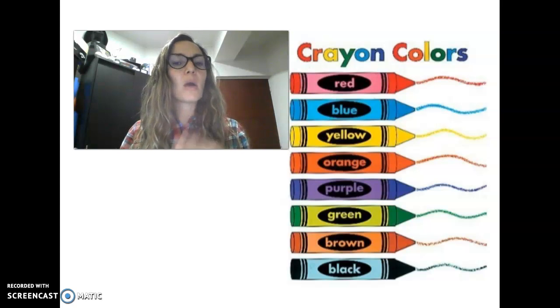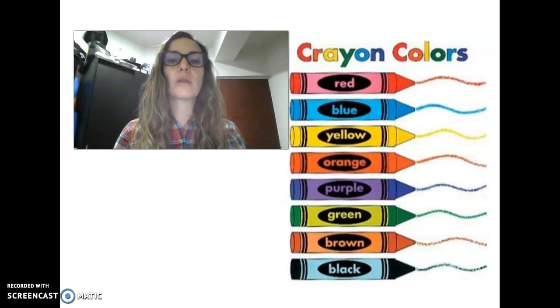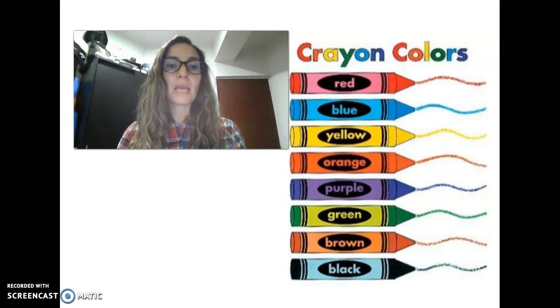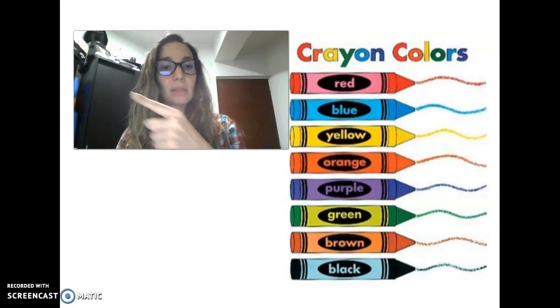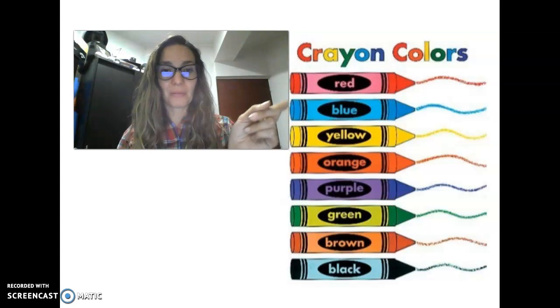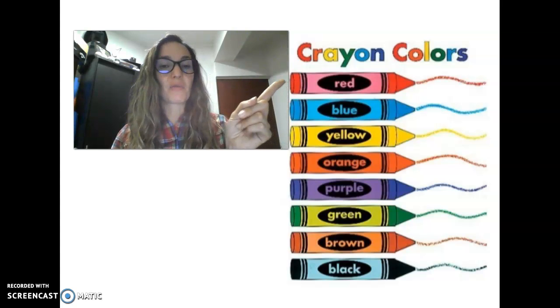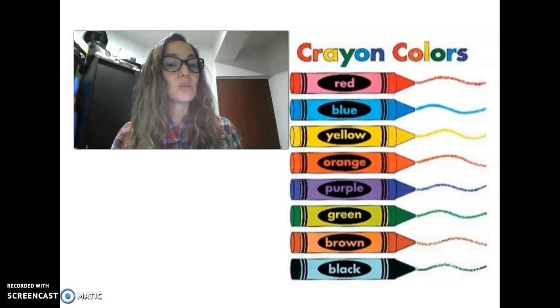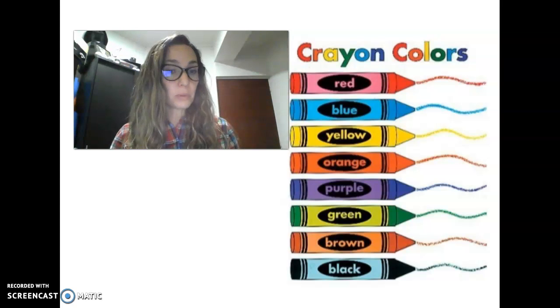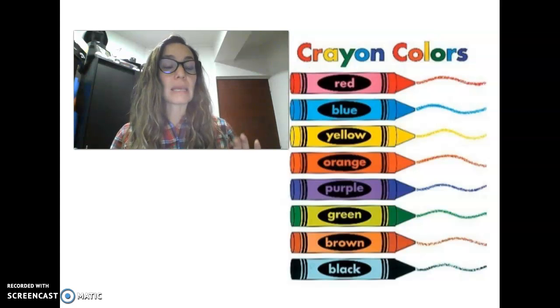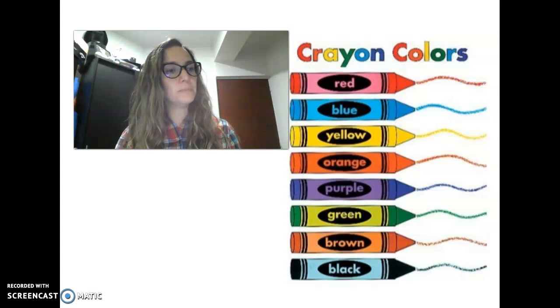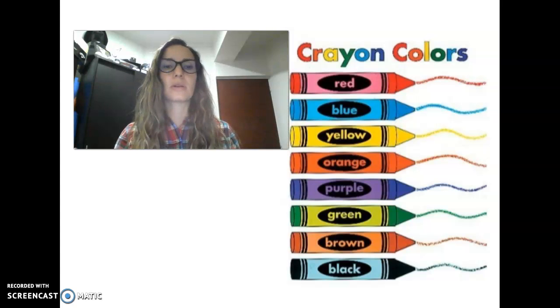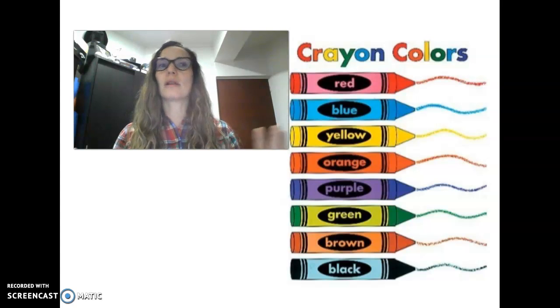Now let's review quickly our colors because today we're going to be working with our colors, okay? So everybody, look at the colors that I have right here. We have red, blue, yellow, orange, purple, green, brown, and black. Great. So today we're going to be working on the workbook and you have to be really careful because you're going to be coloring. And since you are big boys and girls, you're going to be coloring really, really nice.